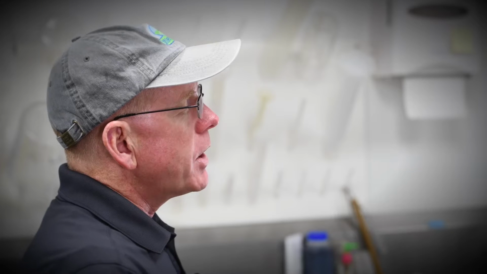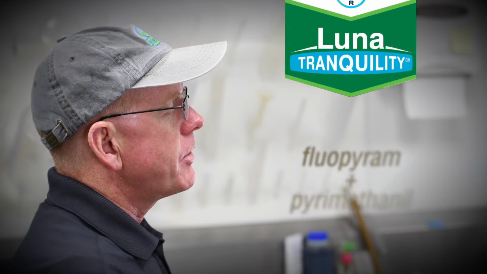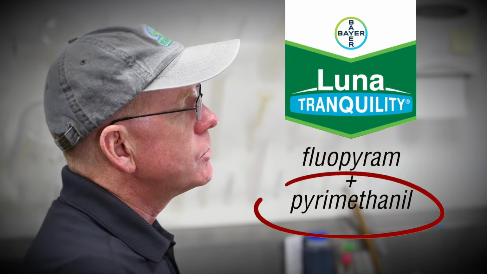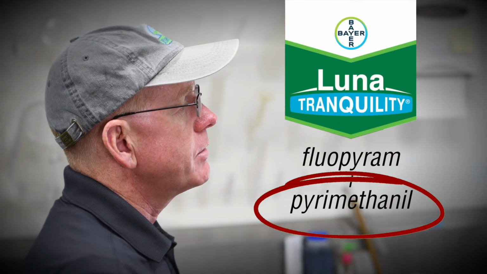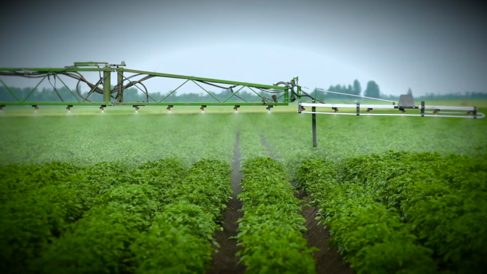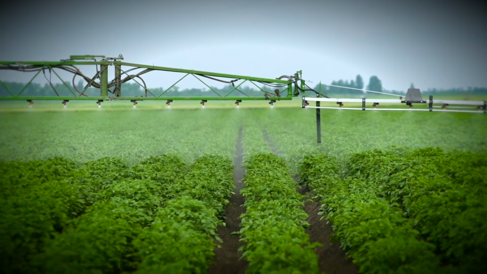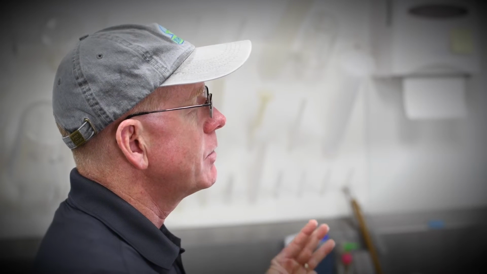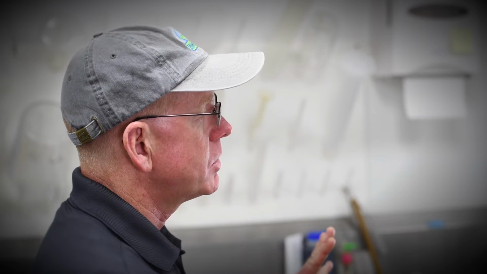Some fungicides are better used preventatively. So, for instance, one that growers use a lot is Luna Tranquility. When it comes to Botrytis, the pyrimethanil portion of Luna is really the most effective chemical that's available. So if I put on Luna Tranquility at row closure, I have great protection against early blight, brown spot, white mold, and we believe it will also be effective against Botrytis.